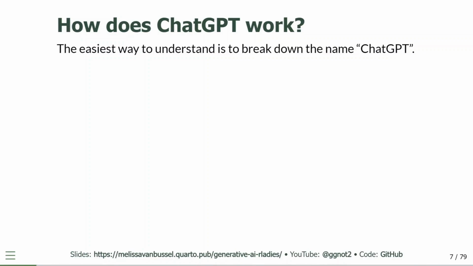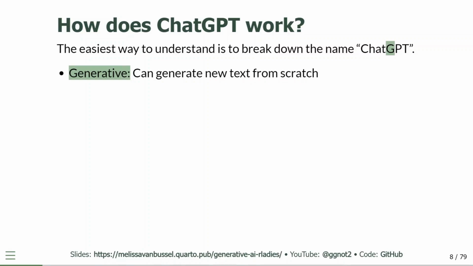As you can see, every time that you ask something to ChatGPT, you will get a different response. So that's what ChatGPT is, but in terms of how it works, the easiest way to understand that is to break down the name ChatGPT into each of its components. So the G stands for generative, which means it can generate new text from scratch.